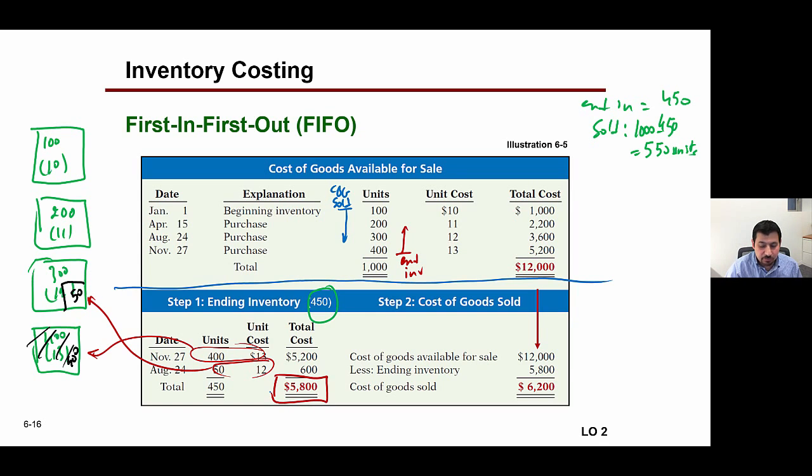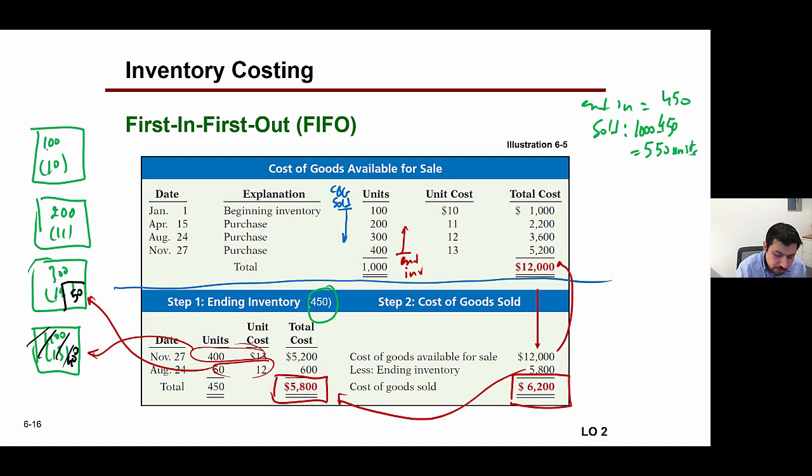To calculate the cost of goods sold, you subtract this number from the total cost of units. So this is the cost of goods available for sale. This will give you the cost of goods sold. Now, if you are asked in a homework or something to verify your information, you calculate the cost of goods sold directly without calculating the ending inventory first. How do we do that?